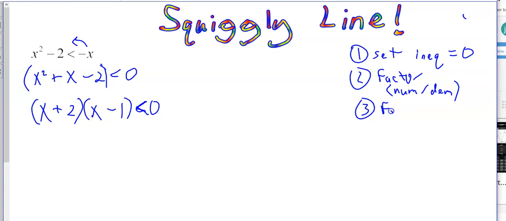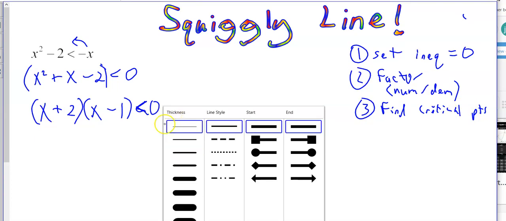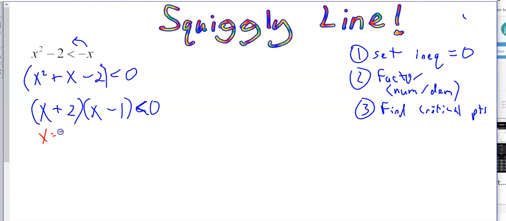Find the critical points. So in the numerator and denominator, set each factor equal to 0. So in this case, my critical points would be x equals -2 and x equals 1, right? It makes both of those factors equal to 0. 1 minus 1 is 0. -2 plus 2 is 0.